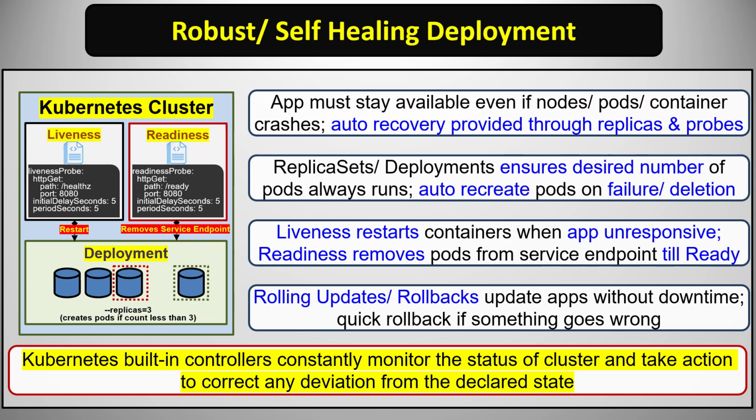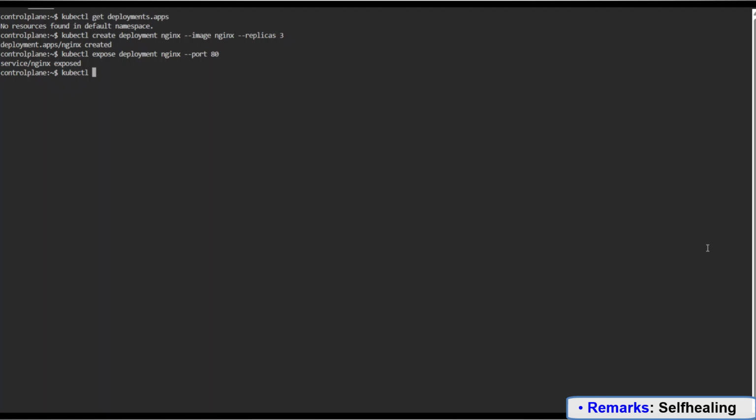Now coming towards the live demo. First of all, seeing whether we have already some deployments in the default namespace or not. Now we create a deployment with the name nginx and the image nginx, and we configure the replicas as 3. Now exposing this deployment at port 80, that is creating a service for this deployment.